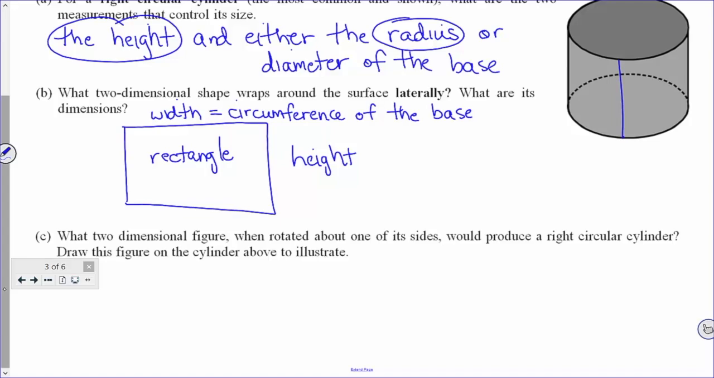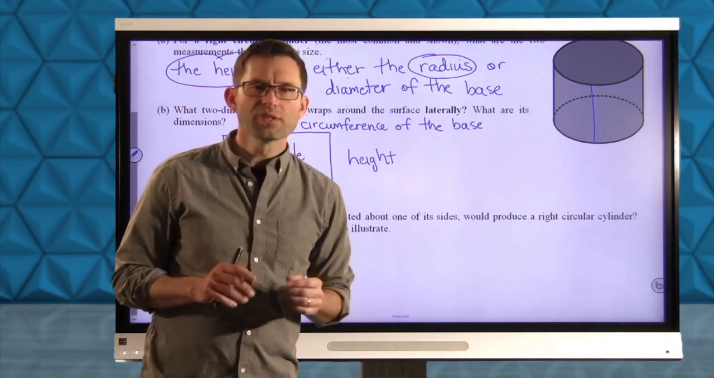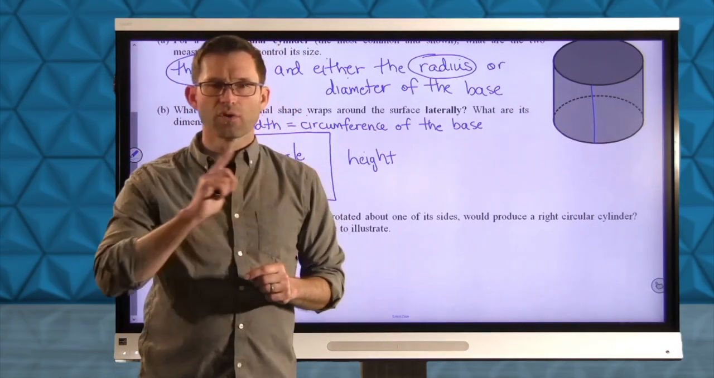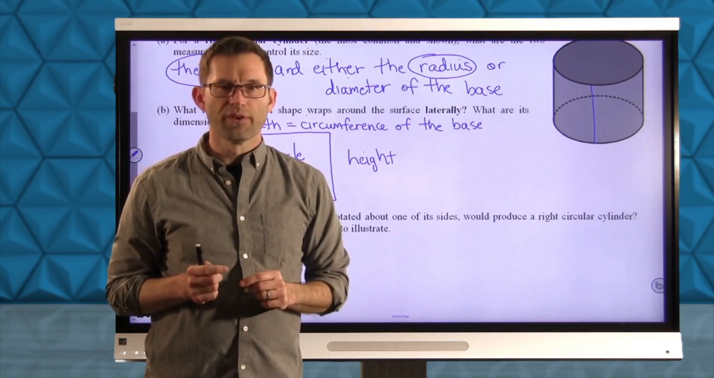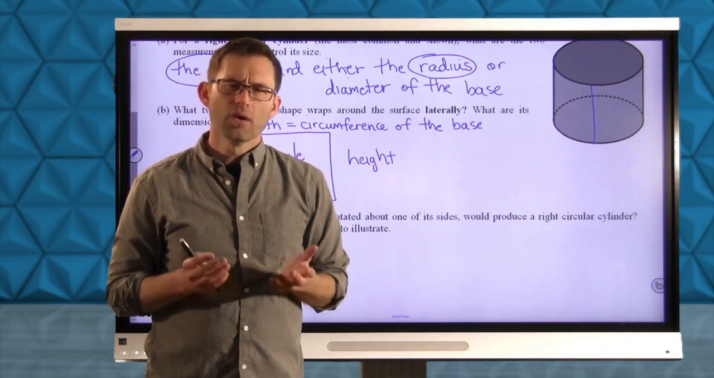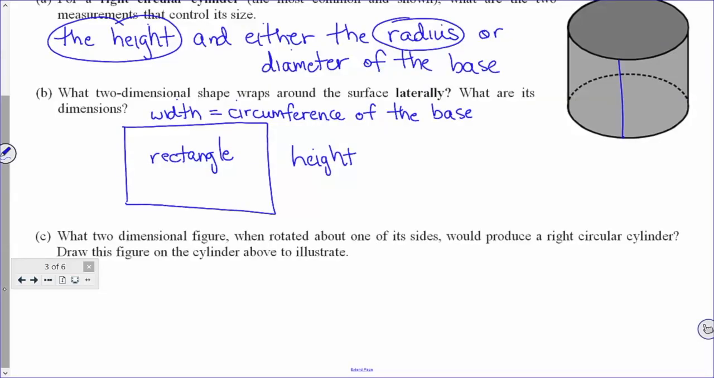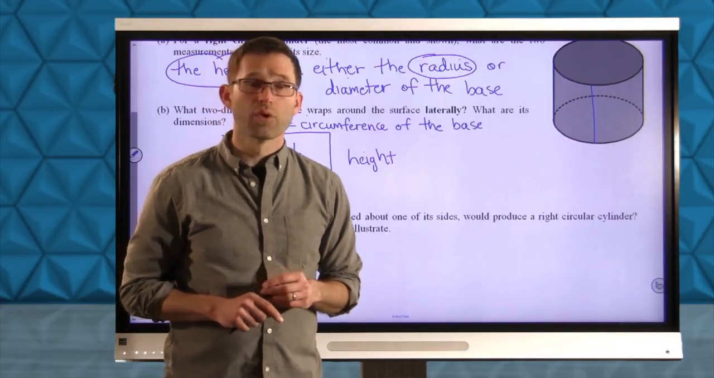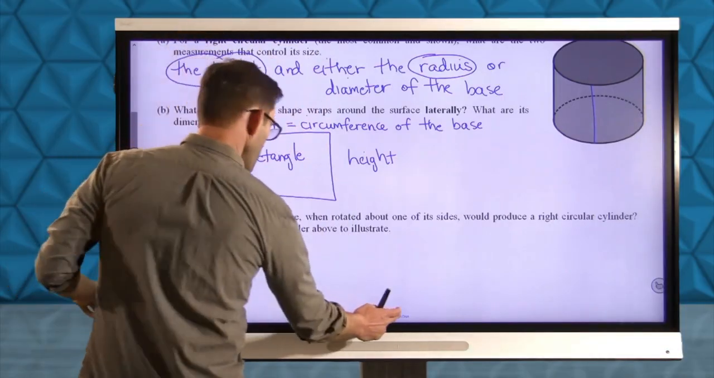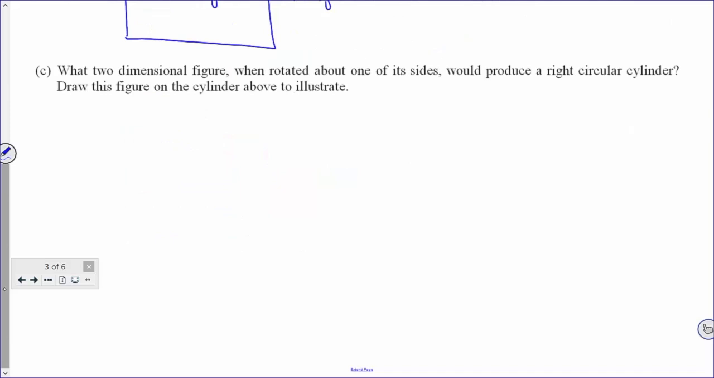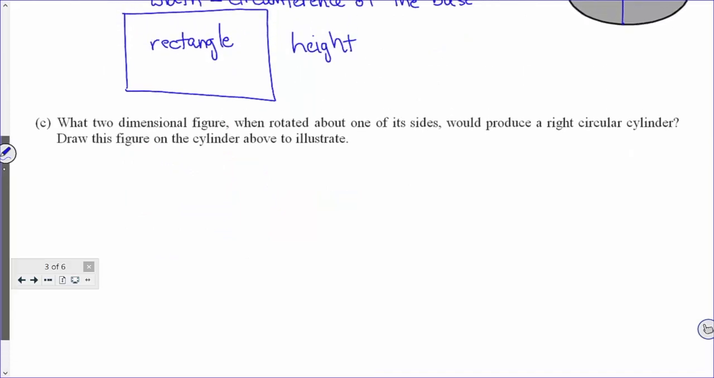All right, finally, important, what two-dimensional figure, when rotated about one of its sides, would produce a right circular cylinder? Sometimes you can produce a three-dimensional figure by rotating a two-dimensional figure around some axis. What would you have to rotate in order to produce a cylinder? You'd have to rotate a rectangle. And that would also be a rectangle. It says, draw the figure on the cylinder above to illustrate.